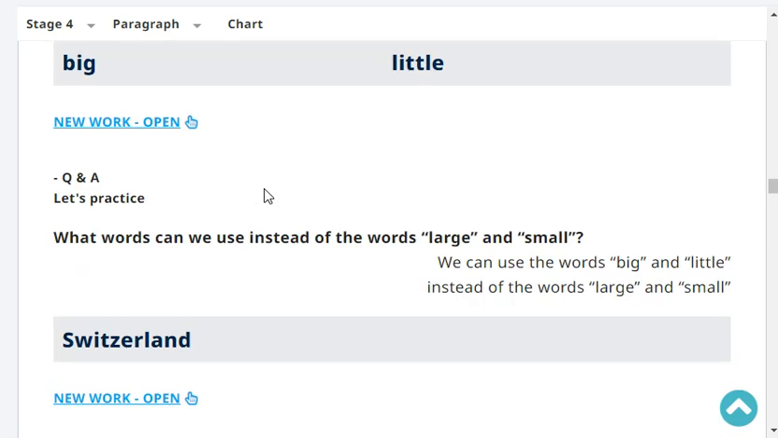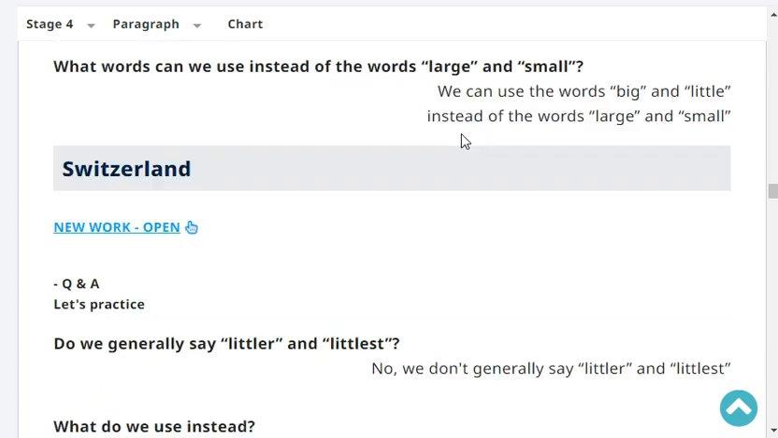What words can we use instead of the words large and small? We can use the words big and little instead of the words large and small. Very good.